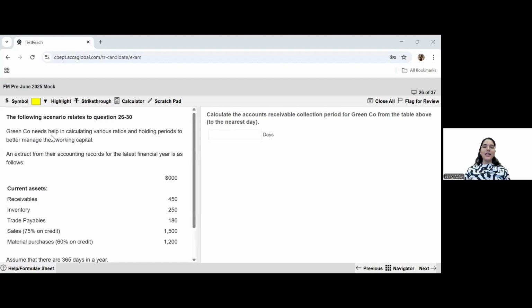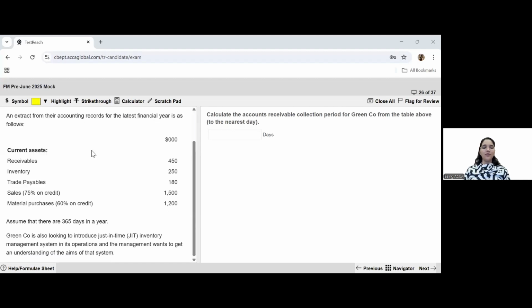Green Company needs help in calculating various ratios and holding periods to better manage their working capital. An extract from their accounting records for the latest financial year is as follows. You're given the receivables, inventory, payables, sales amount, and the material purchases. We have to assume that there are 365 days in a year. Green Company is also looking to introduce just-in-time JIT inventory management system in its operations, and the management wants to get an understanding of the aims of that system.